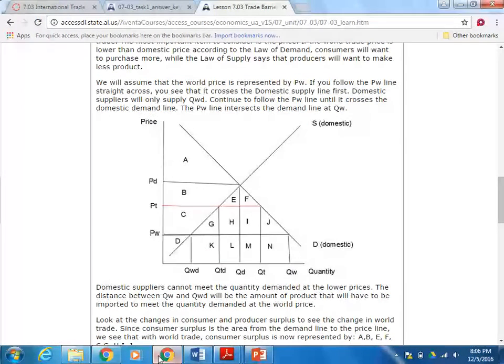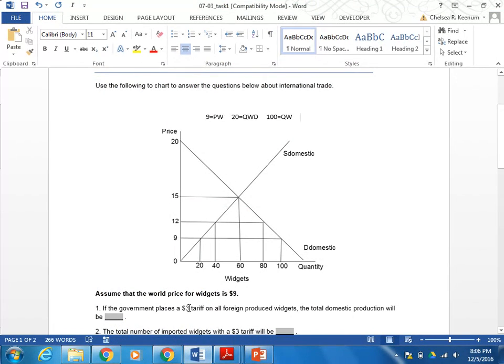Now, moving up to PT. Okay, PT is basically the price with a tax or tariff on it. And whenever you're working out these problems, it's going to tell you how much that is. Like, for example, question 1 right here tells you they place a $3 tariff on it. Well, 9 plus 3 is 12. So 12 is going to be your PT.